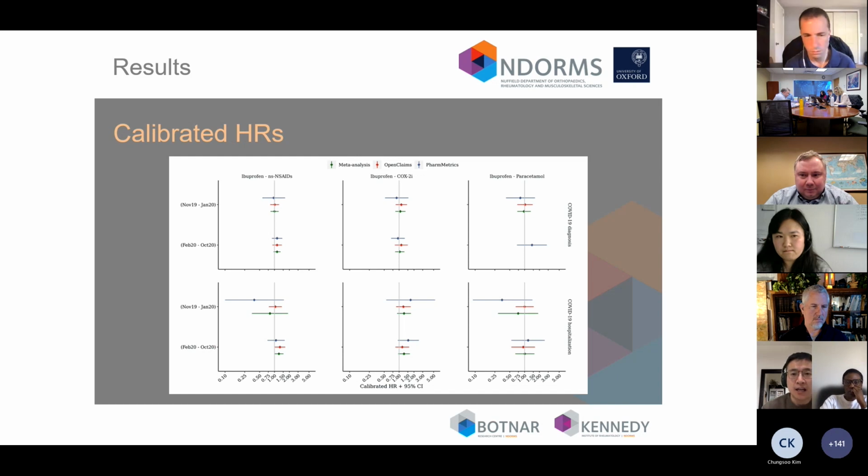So we applied empirical calibration, and after this method, the confidence interval of the hazard ratio for all the valid estimates crossed 1, which is consistent and reassuring.